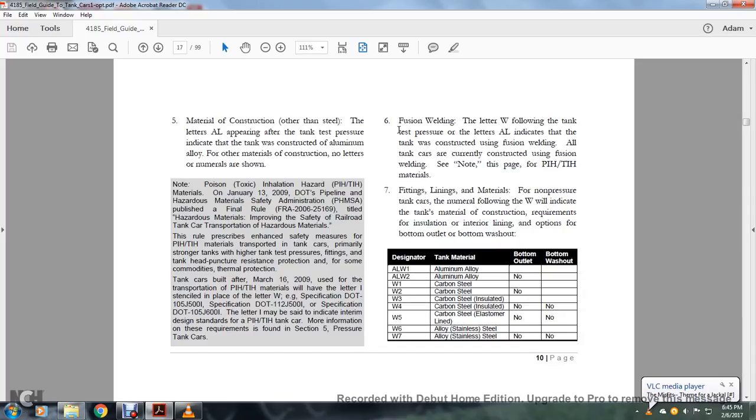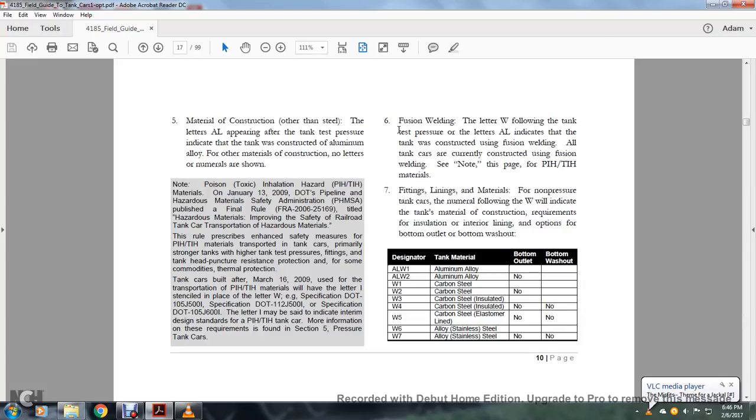Fusion weld 1, carbon steel. Fusion weld 2, carbon steel, no bottom outlet. Fusion weld 3, carbon steel, insulated, no bottom outlet. Fusion weld 3, carbon steel, insulated. Fusion weld 4 or W4, carbon steel, no bottom outlet, no washout. Bottom outlet, no bottom washout.